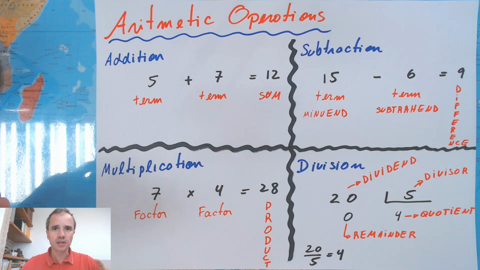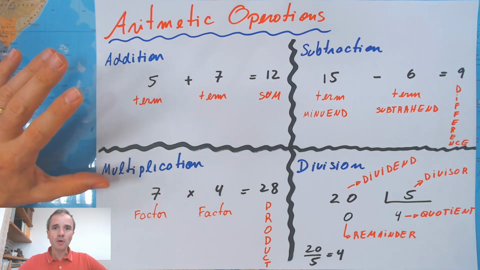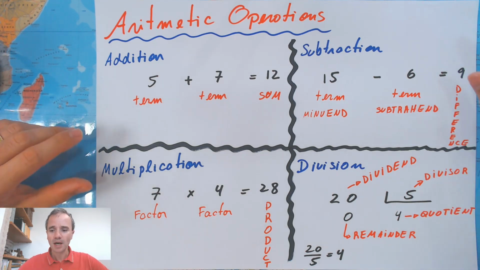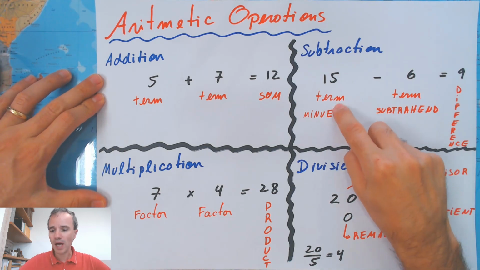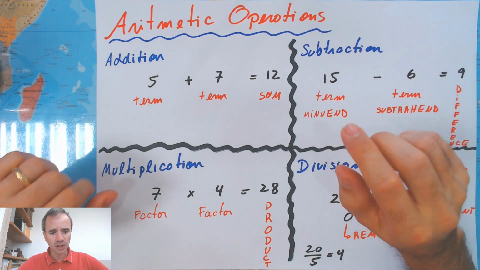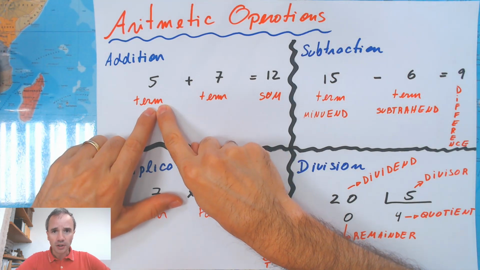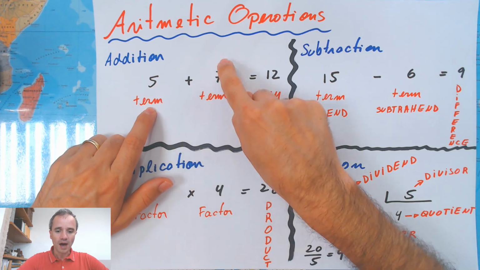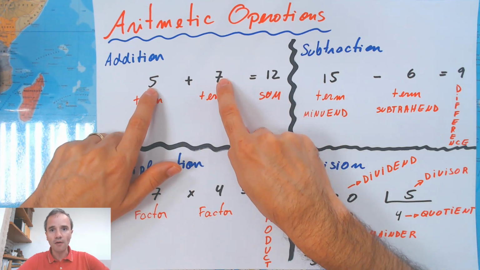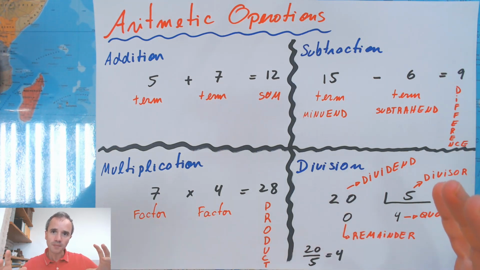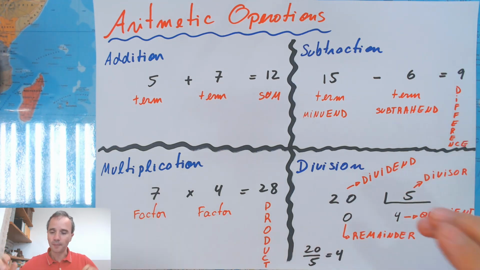So now let's go to paper, and I'm going to first review their names, because we have a bunch of names and sometimes you have more than one name for the same number, so let's stick to it. Addition: a term plus another term is a sum. So we have terms in here. Those are the names of those numbers. Okay, so in addition we have a bunch of terms that are going to give us a sum.